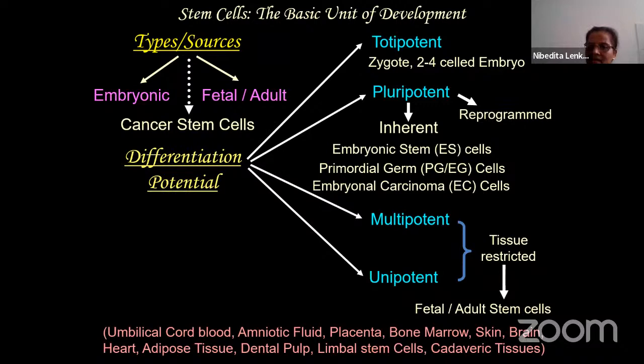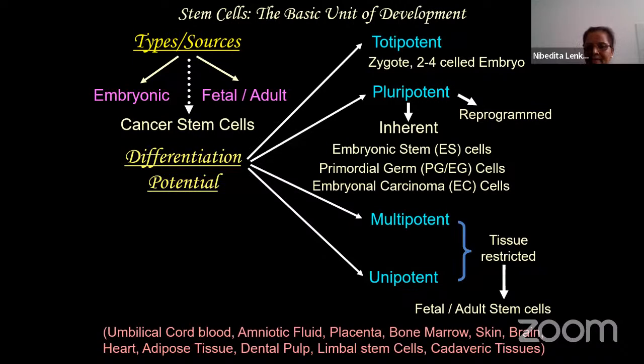Then come tissue-restricted cells, which are present in adults. Those are multipotent stem cells. Multipotent also means many, so they can give many cell types. What are the examples? For example, hematopoietic stem cells, which can give rise to all the blood cell types. The same is also true for neural stem cells. Neural stem cells can give rise to neurons, astrocytes, oligodendrocytes. Because they can give rise to multiple cell types, those are multipotent.